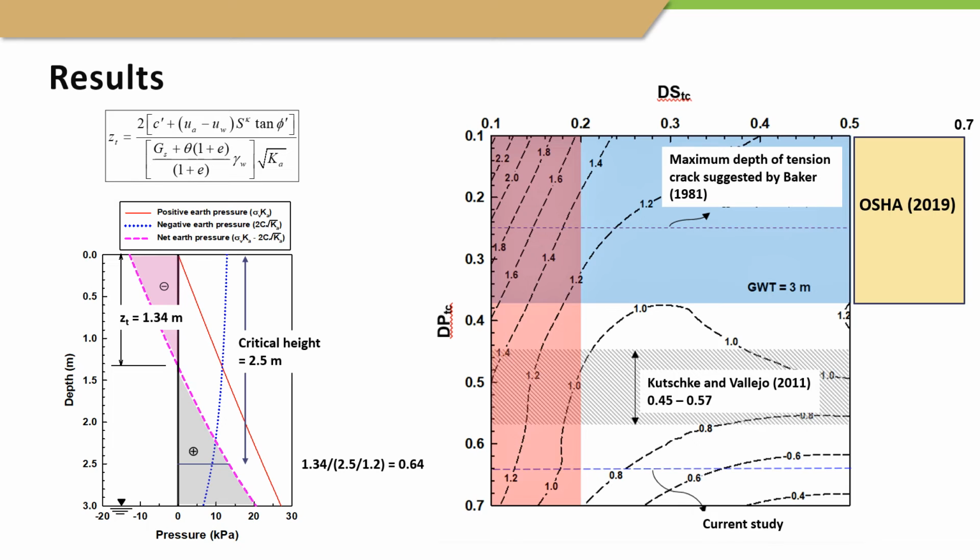These results were then compared with the ones provided in the literature, and it was found that cut might actually fail prior to reaching the depths proposed by Vallejo or depth which was obtained through the analytical model. It can also be seen that the distance ratio, when compared with OSHA 2019, the cut might actually fail prior to reaching the distance ratio proposed by OSHA 2019, which is 0.5 to 0.7.